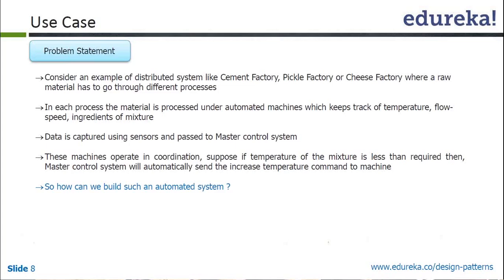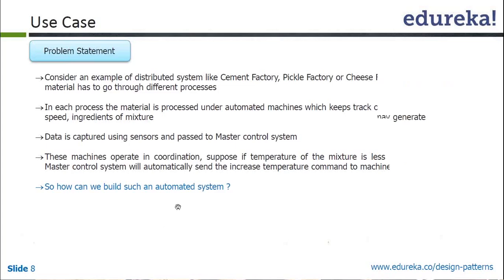These machines operate in coordination. If one of the parts fails, the operation cannot be completed. So there needs to be communication between these entities in your factory. For example, a temperature sensor talking to the master controller, and the master controller talking to maybe an electric furnace, to either lower the temperature or increase the temperature. A real-world scenario question will be, how can we build this automated system?